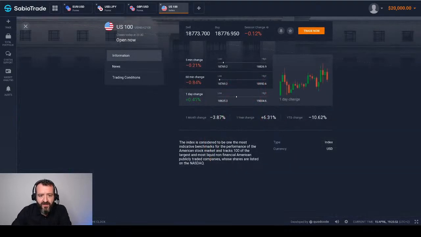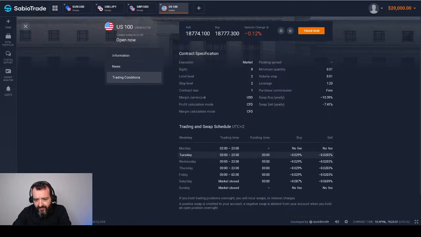But look, here you have information about the market, but you have as well information about the trading conditions. Look into it. The contract specification, right? There's written the volume step, the minimum quantity you can trade, the leverage that is used. Also the swap. Take care about it, guys. This is something you need to take care about. The swap is absolutely there. You get on a yearly basis 10% swap when you buy the Nasdaq.